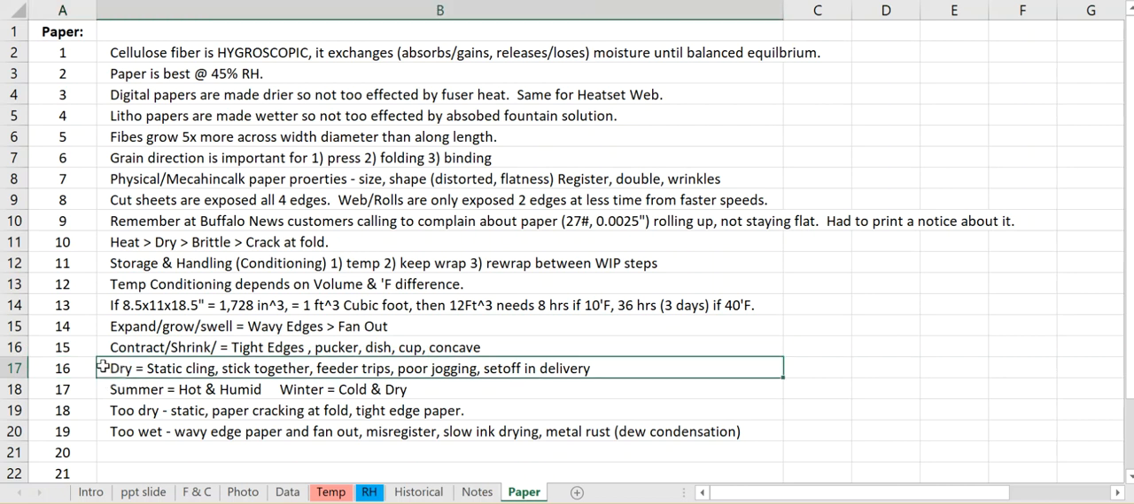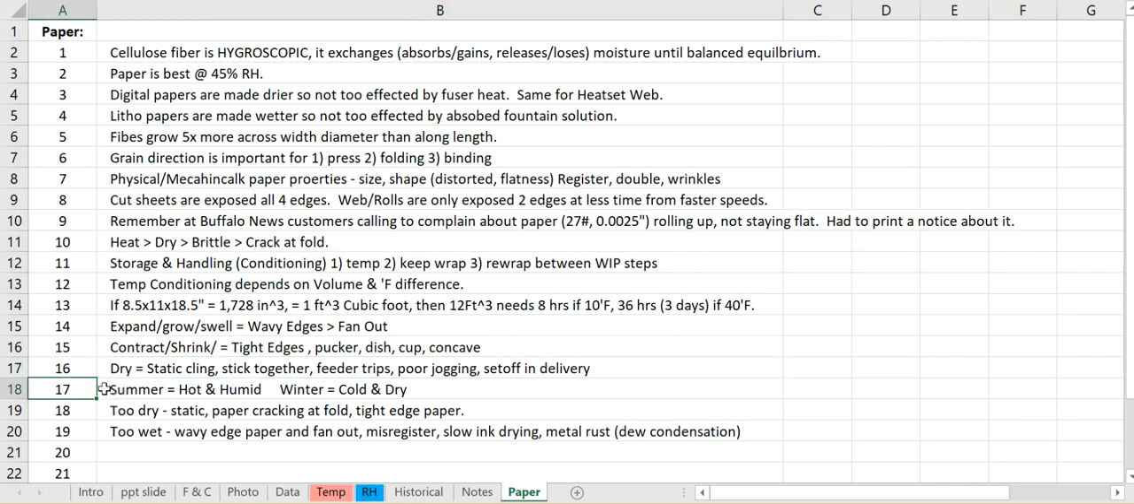When the paper is dry, you have a lot of static electricity in it, which has cling. The paper wants to stick together. You get a lot of feeder trips called knockoffs, trip-offs, interruptions. It's hard and difficult to jog the paper, and you can get set-off in the delivery.